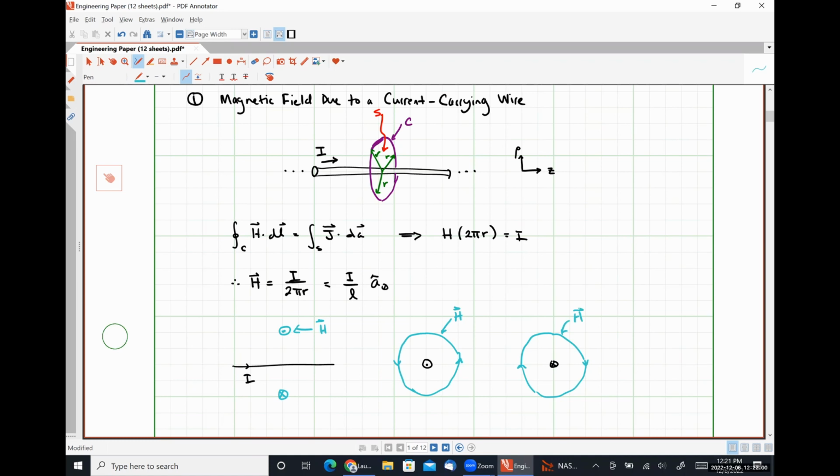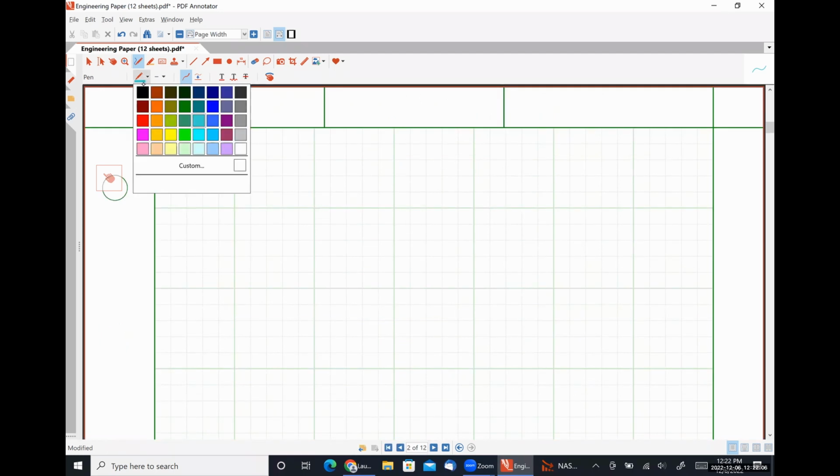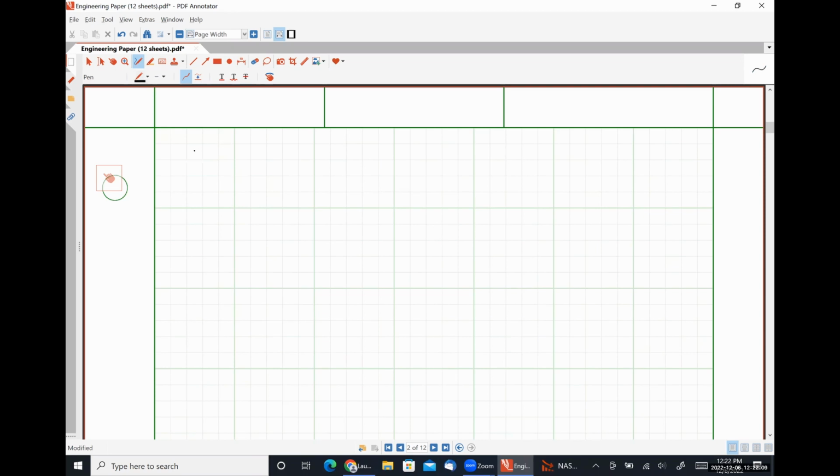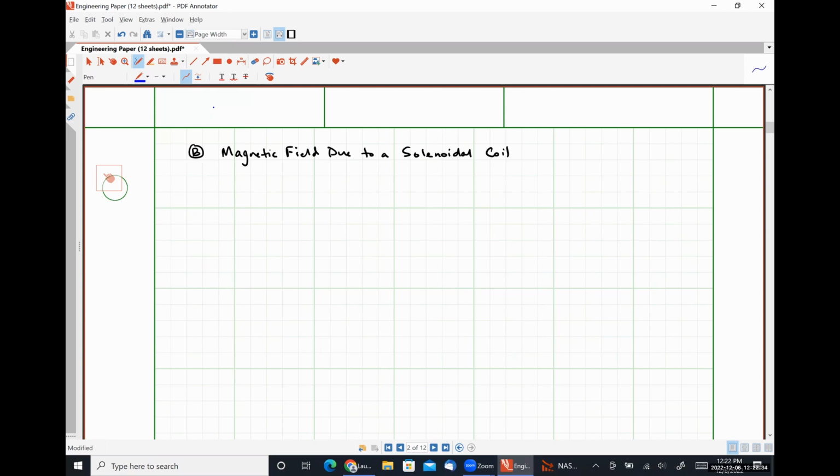All right, so that's what happens when we apply Ampere's law and Gauss's law of magnetism to a simple current carrying wire. Let's get a little bit more difficult in our geometry and look at our second case. The magnetic field due to a solenoidal coil. So I'm going to attempt to draw a solenoidal coil here. So to help me out, I'm going to draw a cylindrical tube.